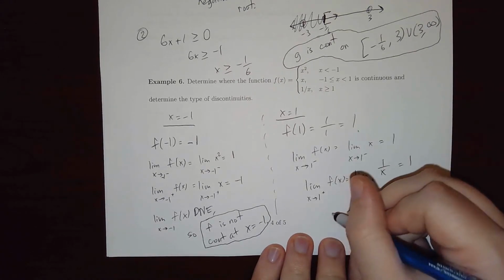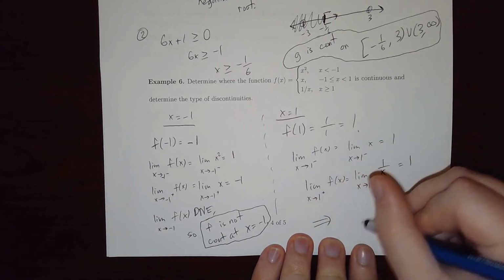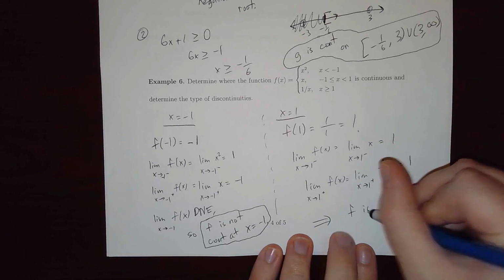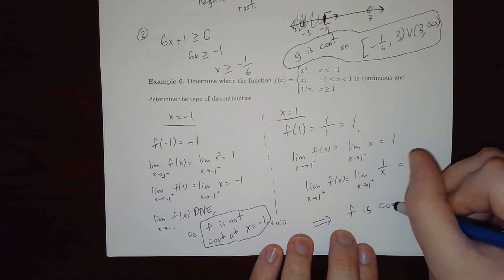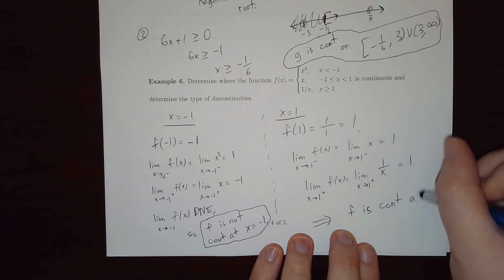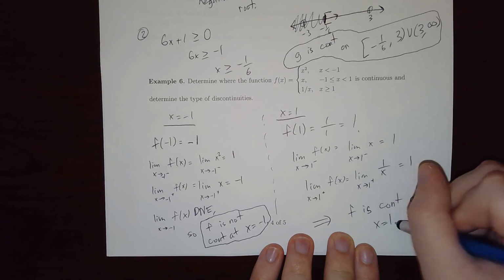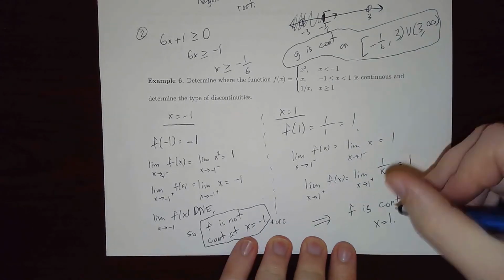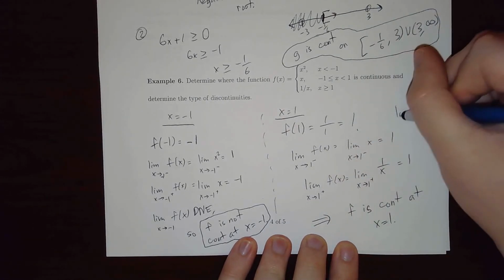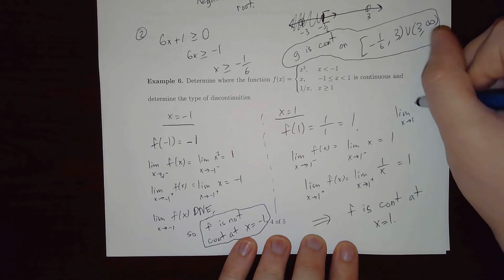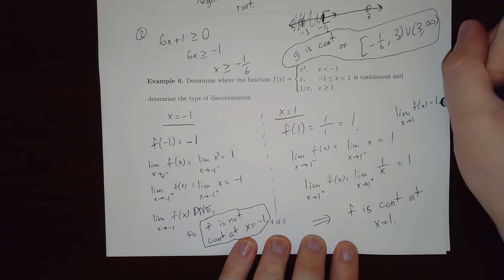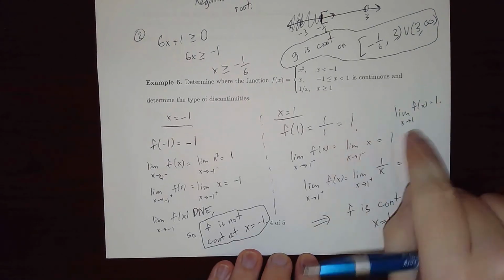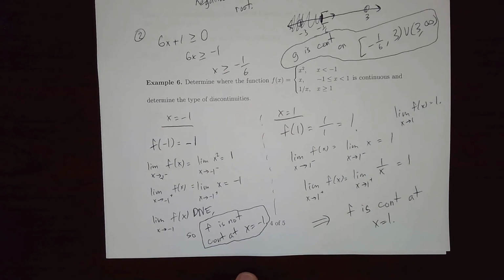So what that tells us is that f is continuous at x equals 1. So the limit is equal to the function value. Since our left and right limits agree, that tells us, of course, that the limit as x approaches 1 of the function is 1. So they match, function value and the limit, so we are good to go.